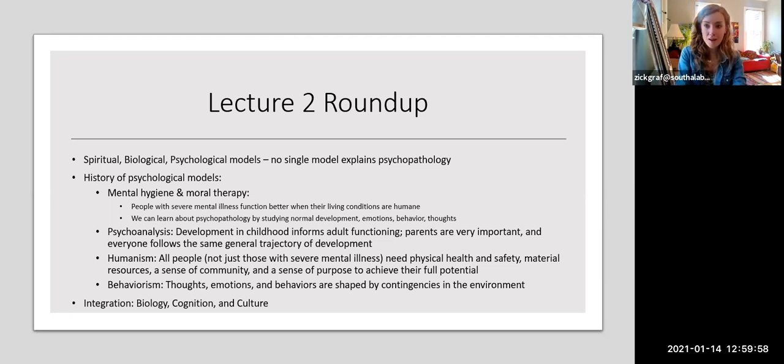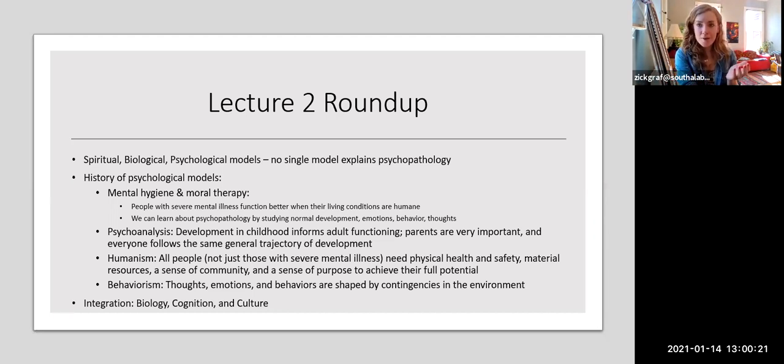So this started with mental hygiene and moral therapy, which was basically just the observation that people with severe mental illness are still people. They have needs, their functioning is better when their life circumstances are better. And that means that we might be able to learn something about mental illness from observing typical people and trying to understand how the healthy brain works in order to understand how the unhealthy brain works.